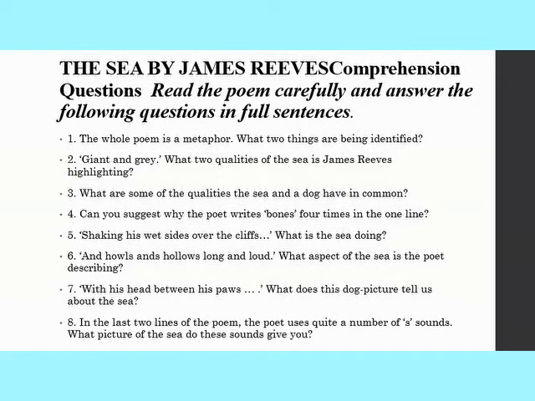Shaking his wet sides over the cliff, what is the sea doing? And howls and hollows, long and loud, what aspect of the sea is the poet describing? With his head between his paws, what does his dog picture tell us about the sea? In the last two lines the poet uses quite a number of S sounds. What picture of the sea does the sound give you? So you've got to read the poem carefully and answer the questions. Poetry is up to interpretation, so the answers can be quite wide-ranging. As long as you've got a good reason to back up your point, it's acceptable.